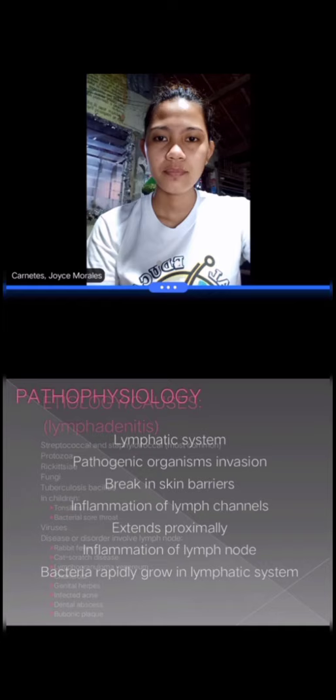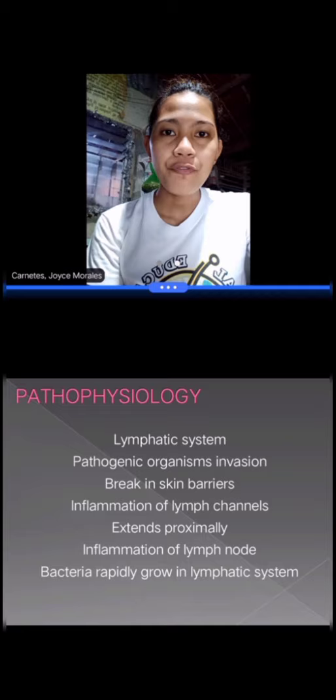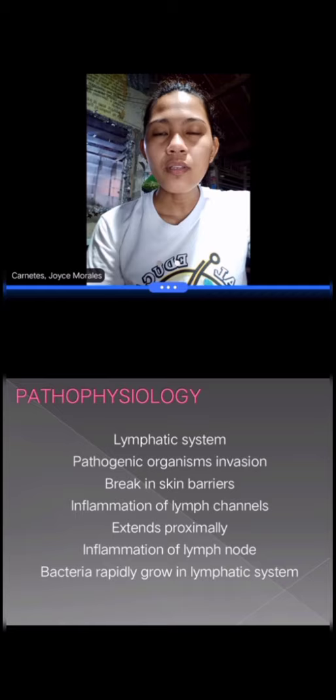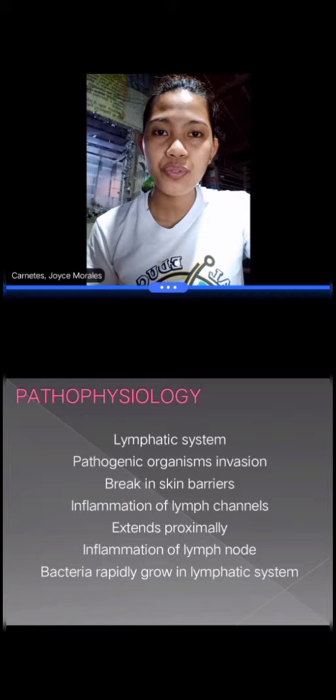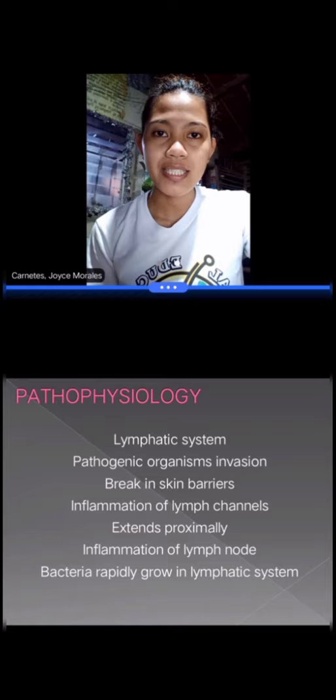The pathophysiology of lymphangitis and lymphadenitis: in the lymphatic system, the pathogenic organism will invade. It breaks the skin barrier, causing an inflammation of the lymph channels, or what we call lymphangitis. It extends proximally, causing an inflammation of the lymph nodes, or lymphadenitis. The lymph nodes will fight against the microorganism, but later on they will be overwhelmed due to the increased number of microorganisms invading, resulting in bacteria rapidly growing in the lymphatic system.